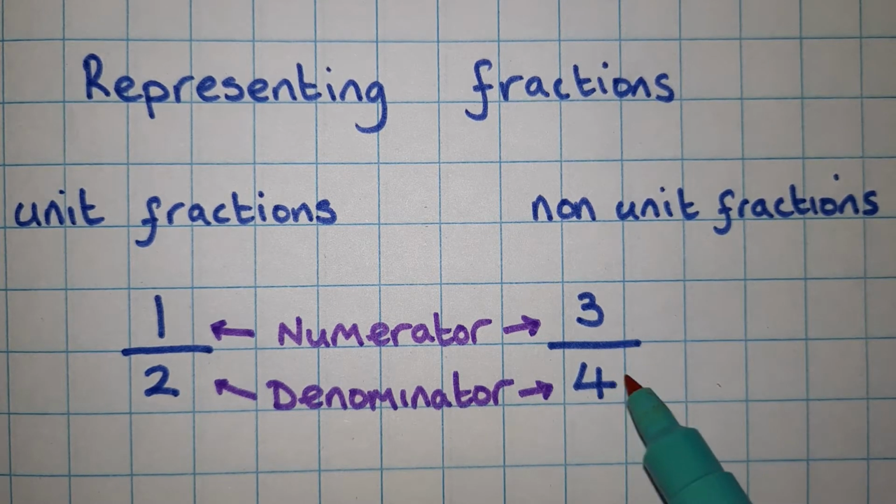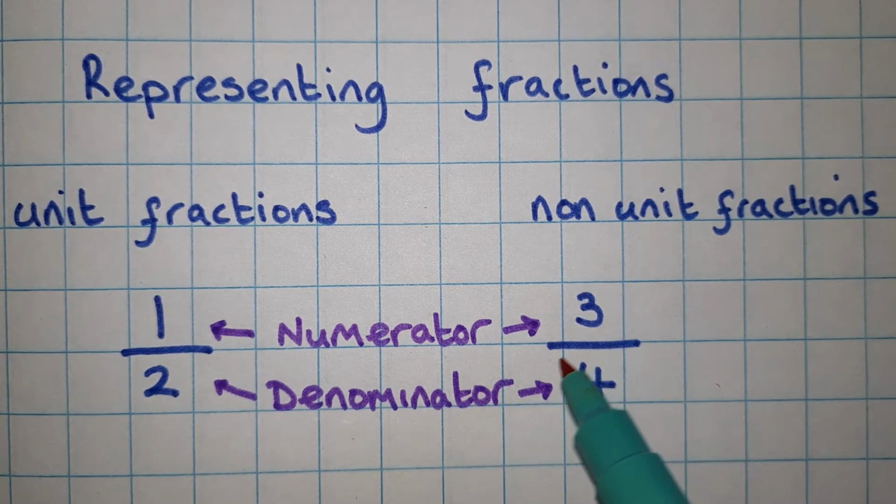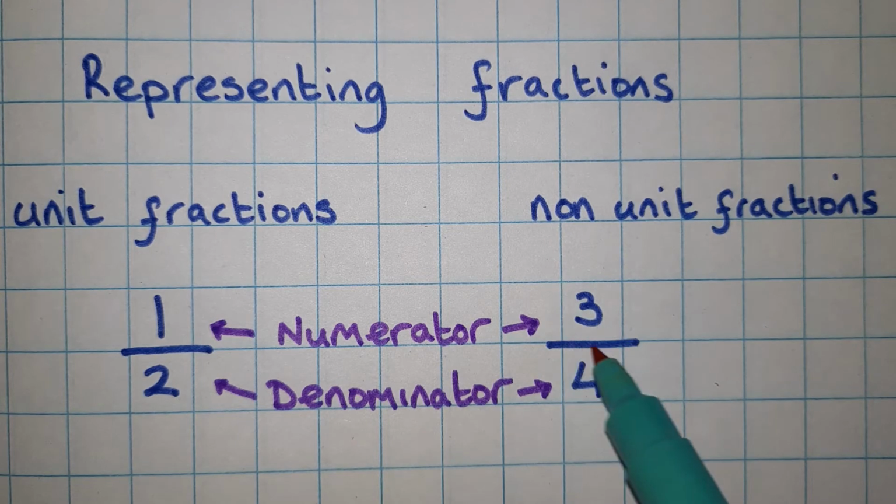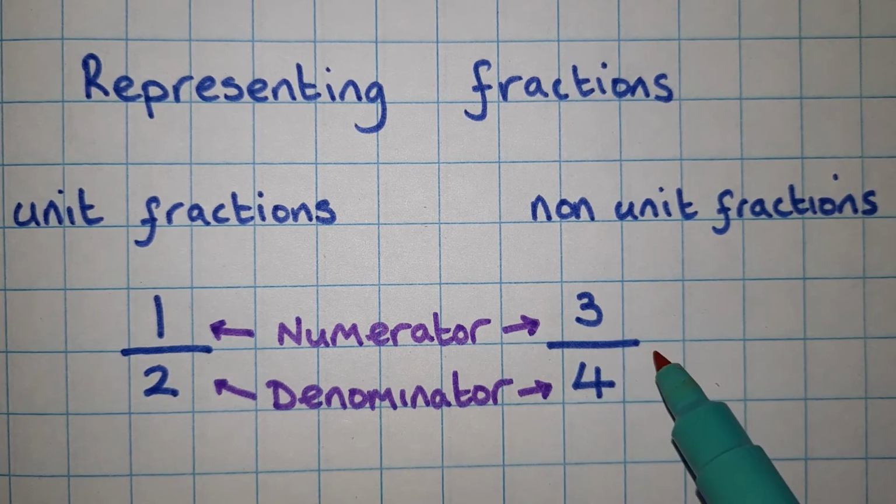In the case of non-unit fractions, the numerator is 2 or more. So in this case, 3/4, the whole or the group has been split up into 4 equal parts and there are 3 of those parts present.